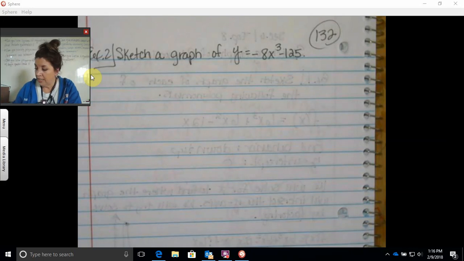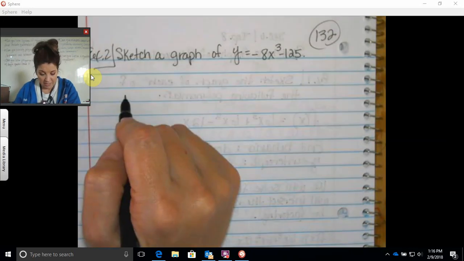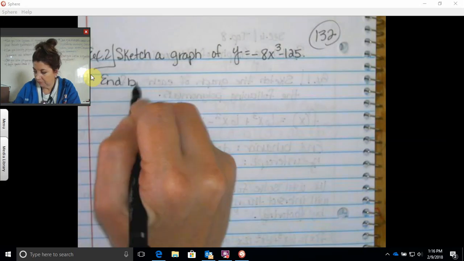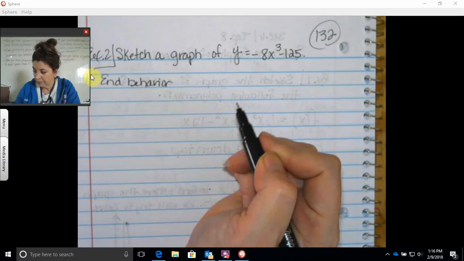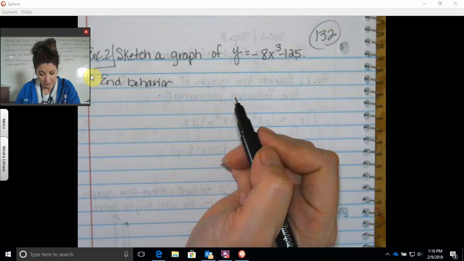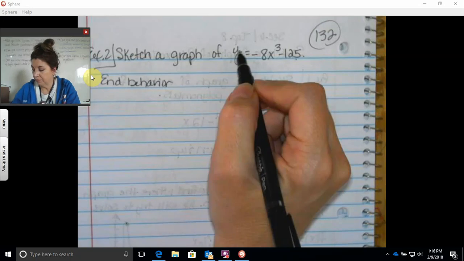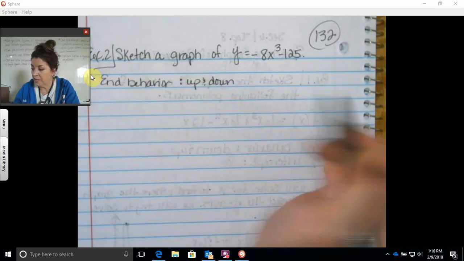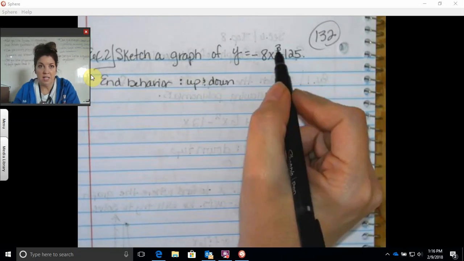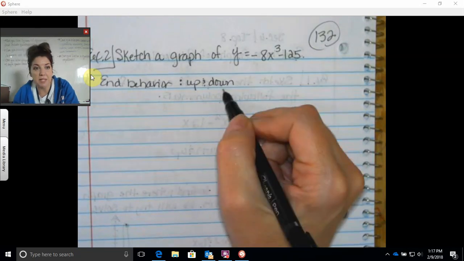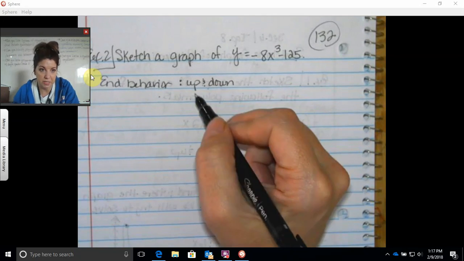Okay. What is my end behavior? Up and down. My degree is odd, so it's opposite directions, up, down, or down, up. If my leading coefficient's negative, it's going to end on a negative note, meaning it's going to point down. So the left side must point up.